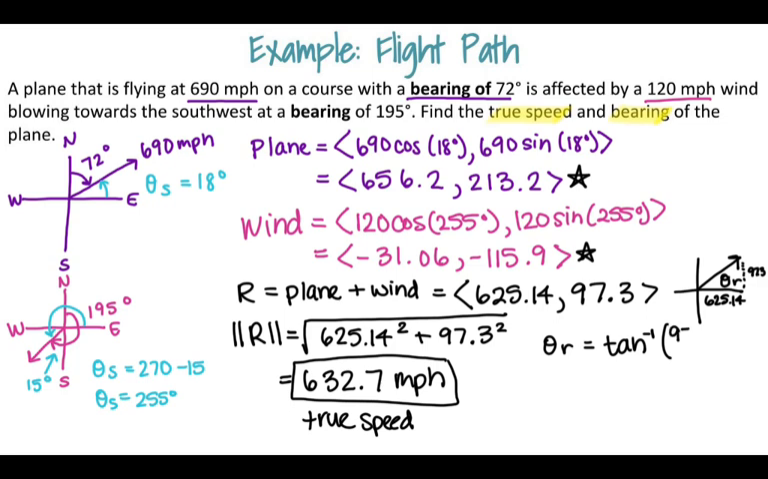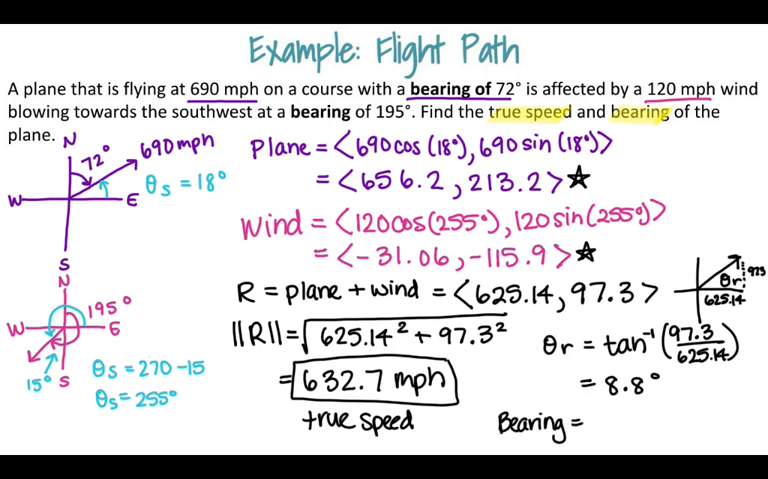The opposite side is that 97.3. The adjacent side is 625.14. So the inverse tangent of 97.3 divided by 625.14 gives me 8.8 degrees. Keep in mind that this is our reference angle. What we are trying to find is the bearing.